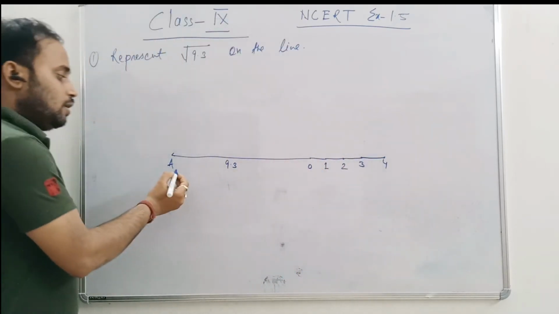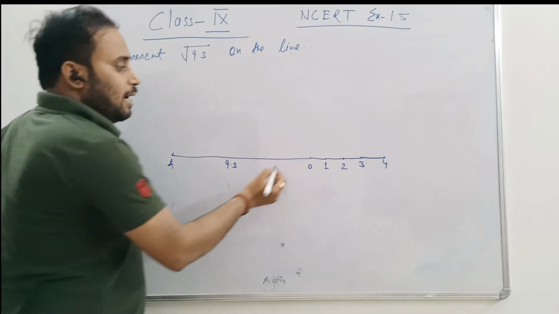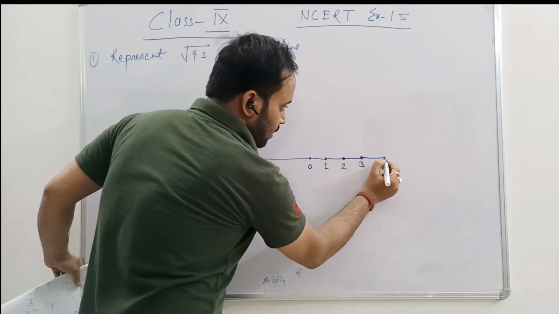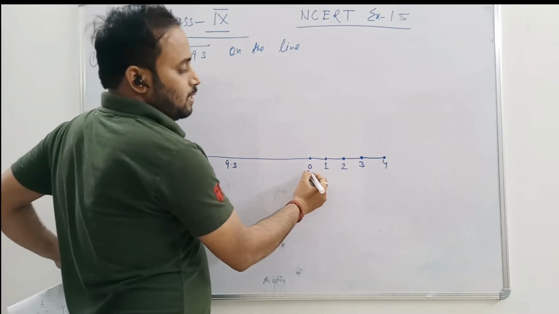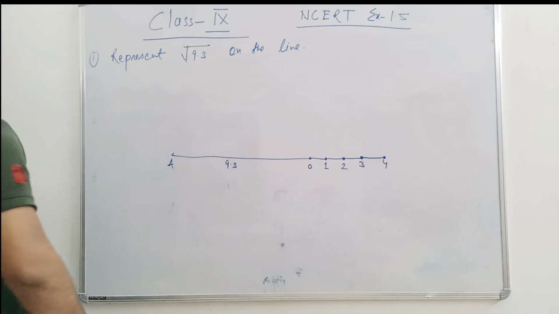First, we make a line segment of 9.3 centimeters, and we proceed 1 centimeter, 1 centimeter, 1 centimeter successively, and this will be represented by 0, 1, 2, 3, 4. Clear?